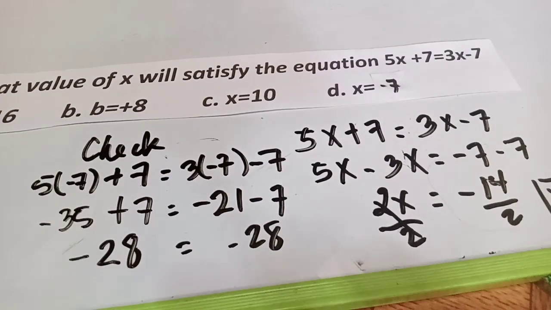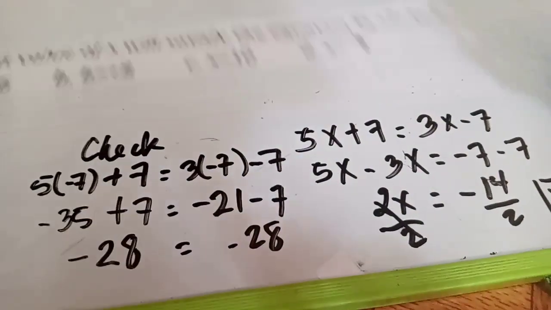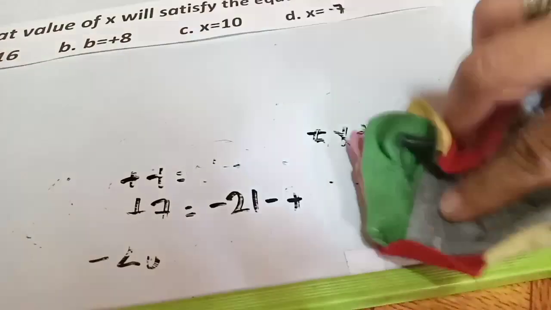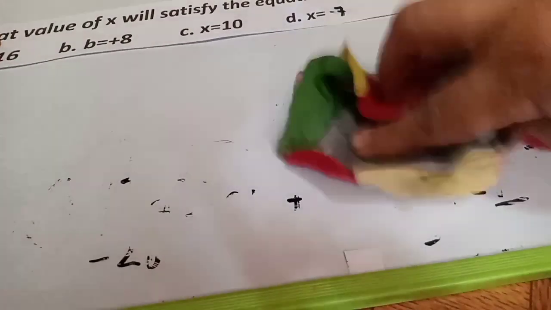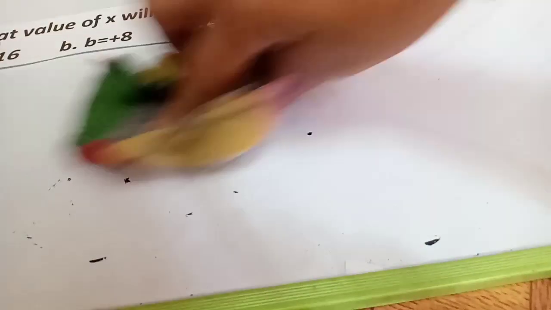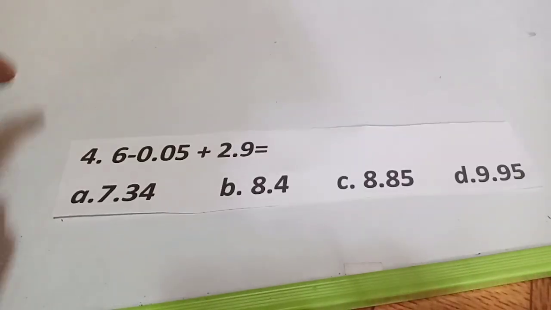Number 4. So, this is very easy. If you are in a math contest, and you are very sure of your answer, and you know your answer accurately, you don't have to check it because it will be time consuming. So, next we have number 4. Let's have this one.